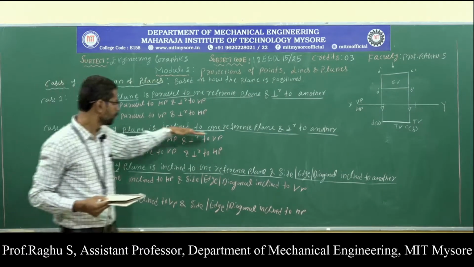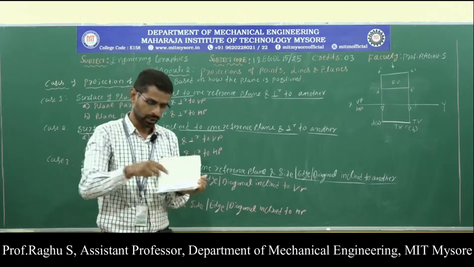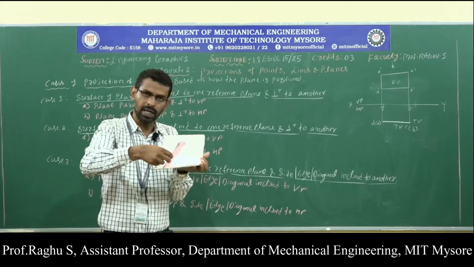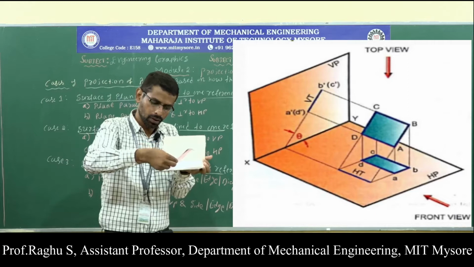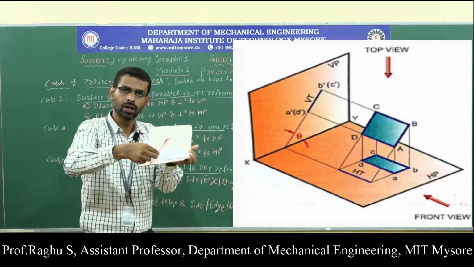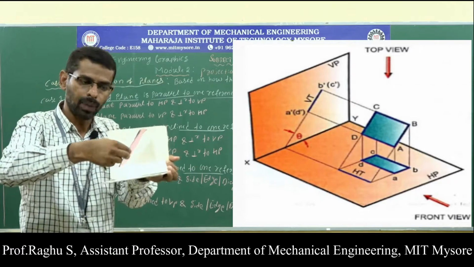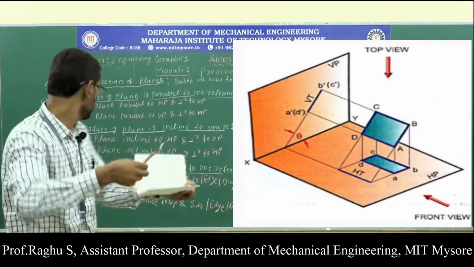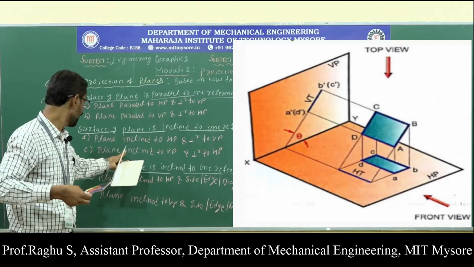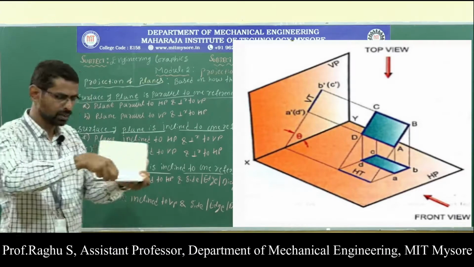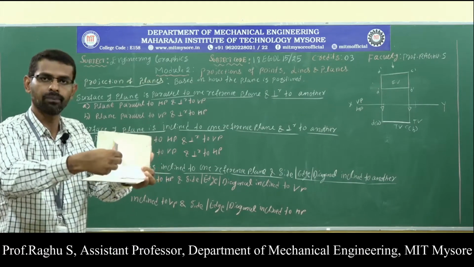Surface of plane inclined to one reference plane and perpendicular to another. Here the surface is a plane surface. Now, if you place the lamina like this, the lamina is inclined to HP and perpendicular to VP. So this is the first case. In case 2, the plane is inclined to VP and perpendicular to HP, which means the position is like this.